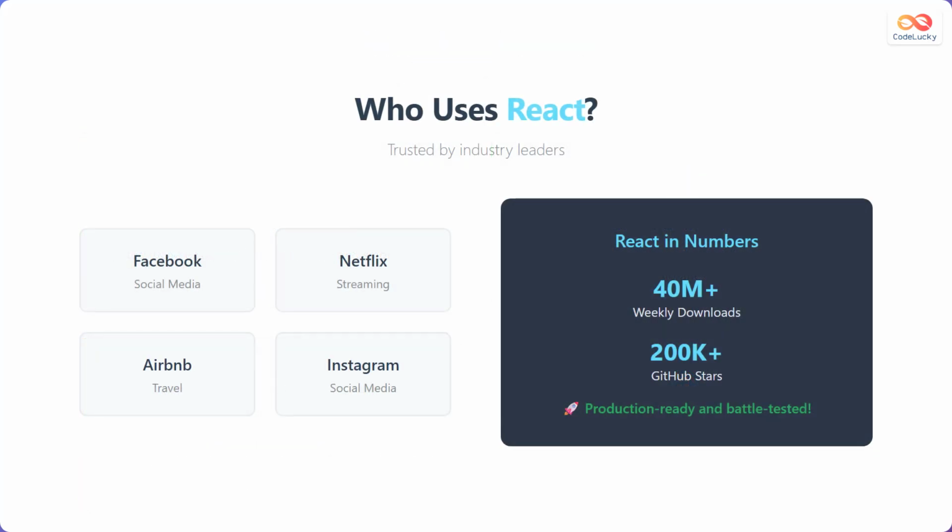React is trusted by industry leaders and is used in many popular applications. Companies like Facebook, Netflix, Airbnb, and Instagram all use React in their projects. React is production-ready and battle-tested. React is downloaded over 40 million times a week and has over 200,000 stars on GitHub.